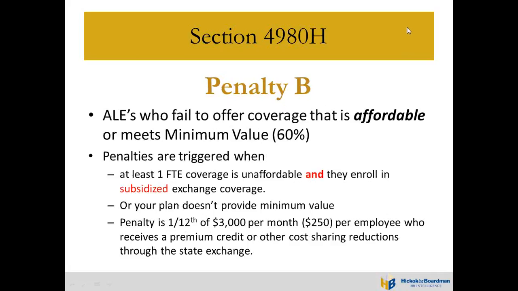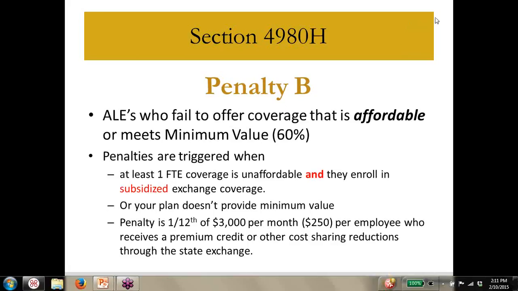The second penalty that you may be subject to is called the penalty B. And this is only for applicable large employers who fail to offer coverage that is affordable or meets the minimum value. So if the coverage that you're offering meets that minimum essential coverage as an employer group plan, it would meet that coverage. But your plan does not meet the minimum value, meaning that it pays approximately 60% of all the costs that the employee could incur. Or if they could not afford your coverage, then you would be subject to penalty B.